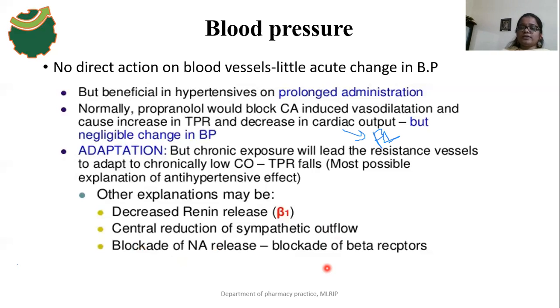So what is the overall effect of propranolol on blood pressure? Initially there are negligible changes in BP, but after chronic use there is a decrease in blood pressure, because it decreases the total peripheral resistance. At the same time it decreases the release of renin, decreases central sympathetic outflow, and blocks noradrenaline release due to blockade of the beta receptors. So propranolol decreases the blood pressure.